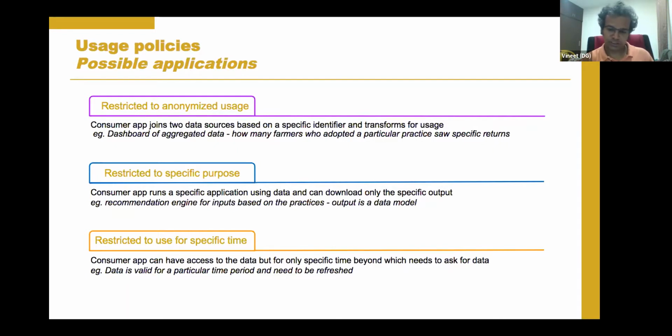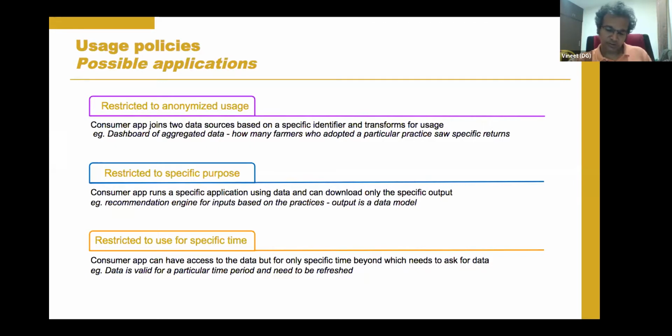But that specific identifier is also personal information which should not be further processed. So I need to join two data sets, but it can only be joined by a specific identifier, and this is where the usage policy acts. An example could be, I want to create a dashboard of aggregated data, like how many farmers who have adopted a particular practice saw what kind of returns. Second is restricted to specific purpose. Like in this particular case, we are defining that this is for the purpose of sending notifications and advisories of what to do in case of wheat rust. So this is the only thing that is supposed to be done.